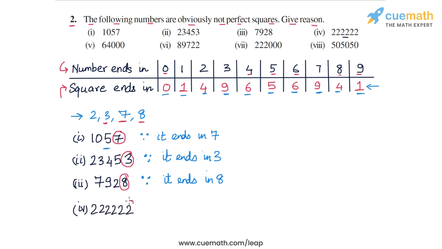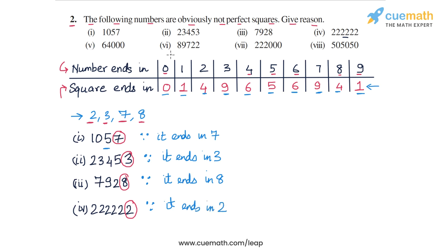The units digit is 2, and we saw that a perfect square cannot end in 2. So for part 4 also, the reason is that because this number ends in 2, it cannot be a perfect square. Then we will come to part 5.